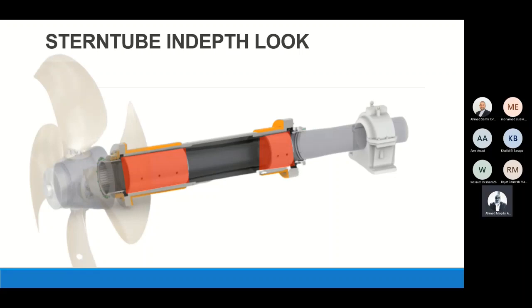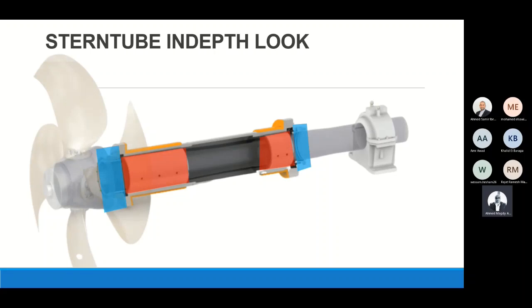You have many types of stern tube. Depending on the cooling system or the lubrication system inside the stern tube, you will have a different type of seal. So in this case, it is oil lubrication, so we have double seals. We will discuss the other scenarios in the coming slides.